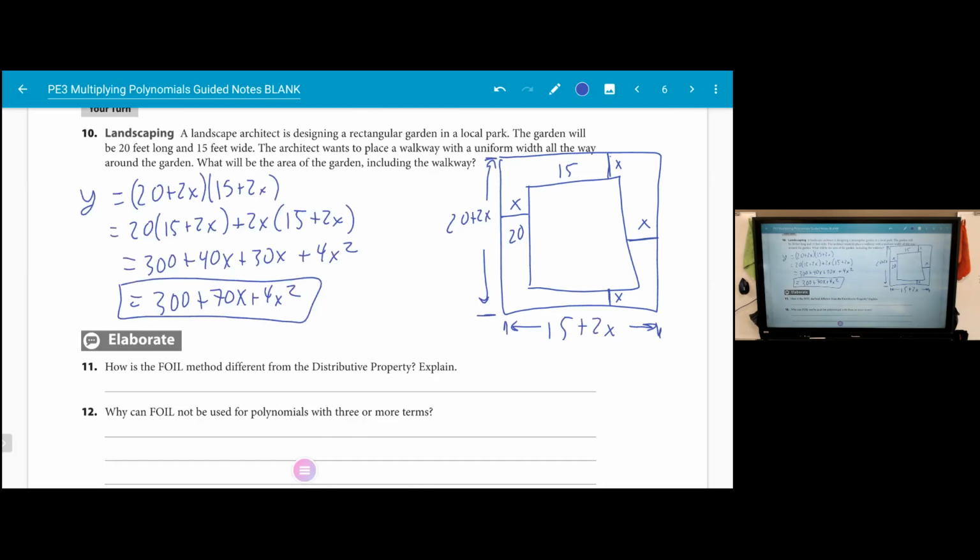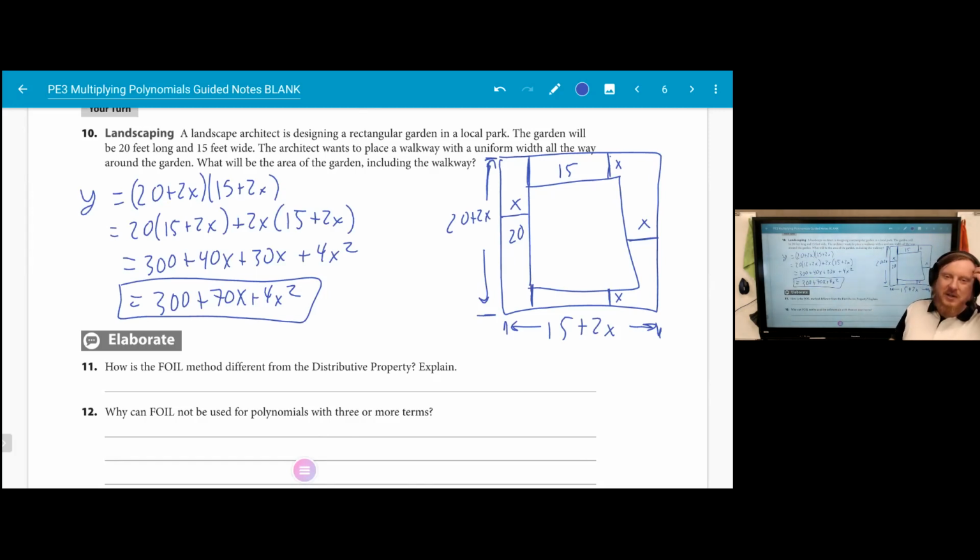Okay, hopefully that little hint helped you. What I'm going to point out here though, is we've got our length here is 20, and it's not just plus 1x, because you've got this distance of x and this distance of x, right? It's going around the entire outside. Just like the width is 15 plus 2x.